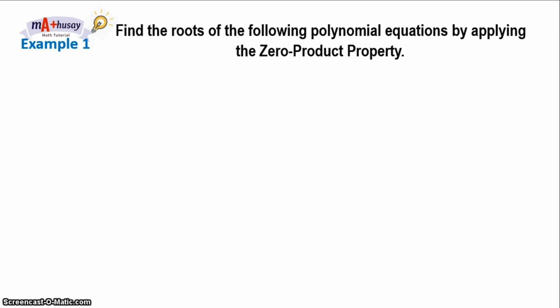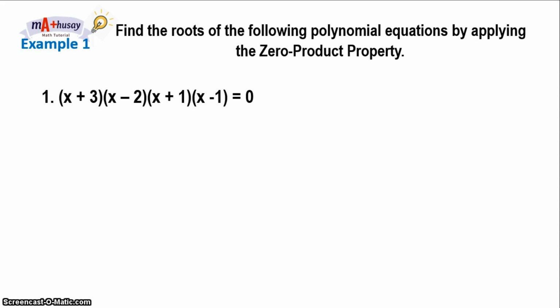We know that the zero product property tells us that if A times B is equal to 0, then either A is equal to 0 or B is equal to 0. So we will use the zero product property in finding the roots of a polynomial equation where the given polynomial equation is given in factored form. Let's take these examples. Example number 1. Find the roots of the polynomial equation by applying the zero product property.